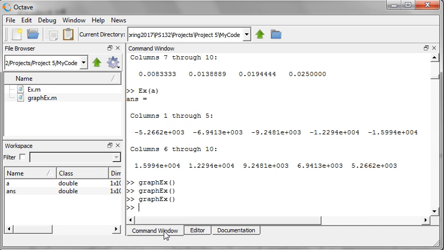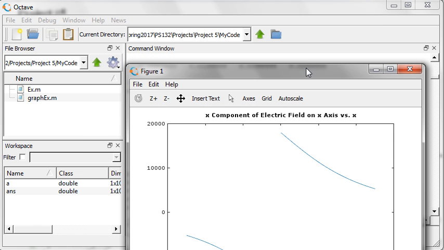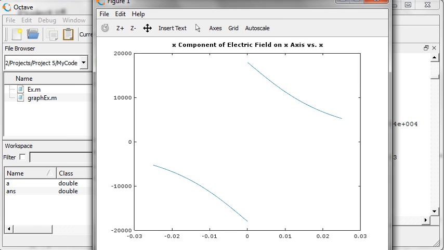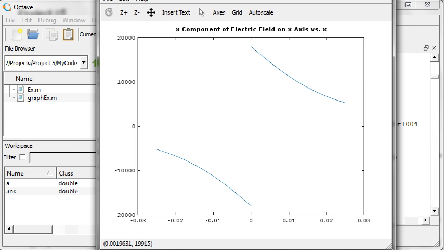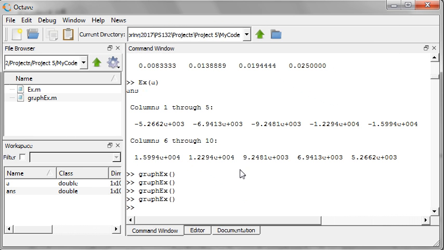Control S, run it. X component of electric field. Yeah, it fits. I think that looks alright. I decided I actually do like that line in there, so I'm going to make that as a change in this video.